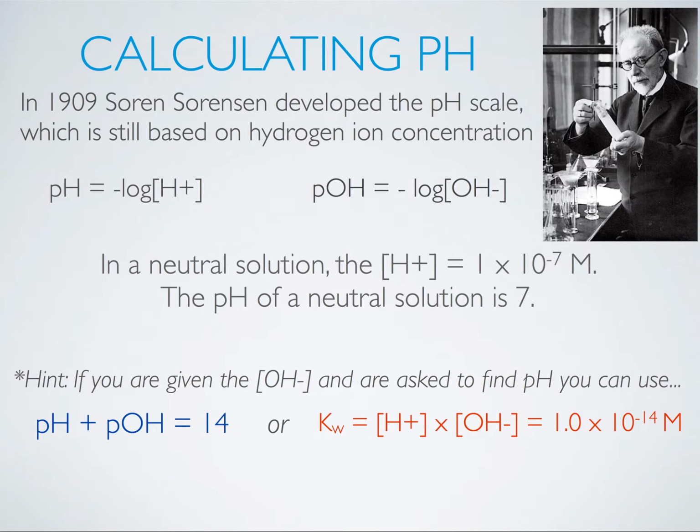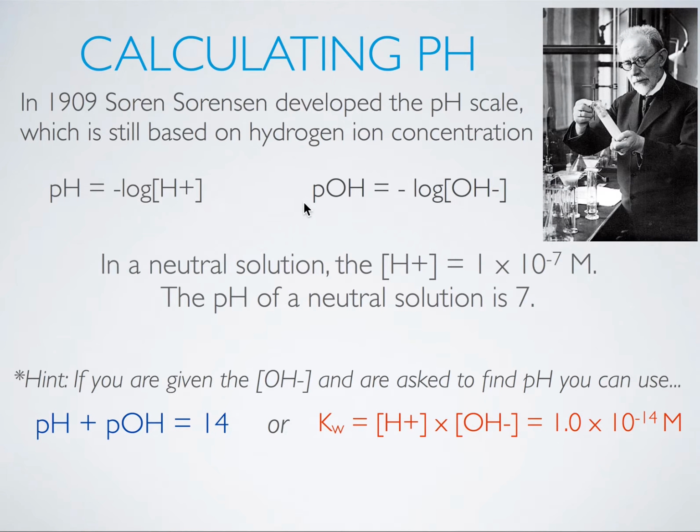Today we're going to be completing the acid and base notes, and we're going to start off by calculating pH. In 1909, Sorensen developed the pH scale, which is based on hydrogen ion concentration. In order to find the pH, you would take the negative log of the H plus concentration. If you were trying to find the pOH, you would find the negative log of the OH minus concentration.